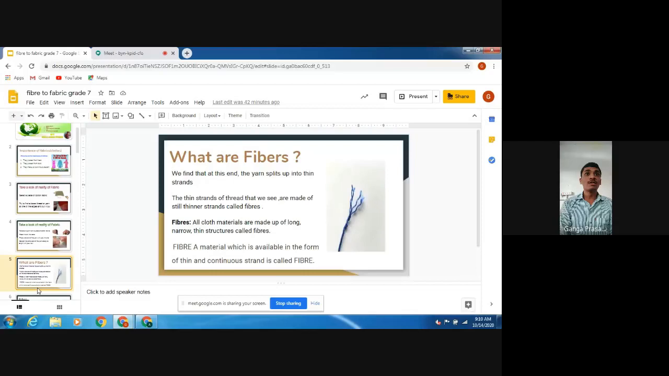Fibers. A fiber is a material which is available in the form of thin and continuous strands. It is a little thin, right? I took a small fabric, that's why it is a little small. But if I take a long, big fabric, I may get a long thread, right? So fiber is nothing but a material which is available in the form of thin and continuous strands. Did you get my point, everyone? Are you on the same track? Yes, sir.